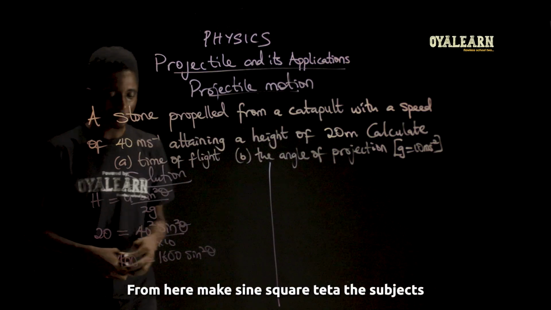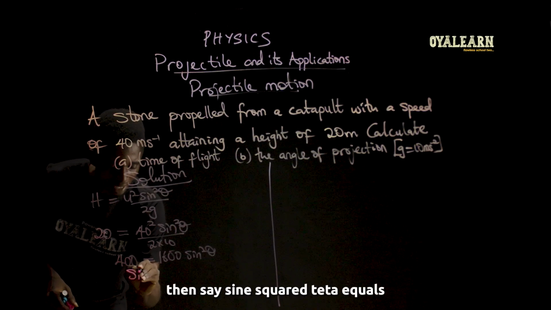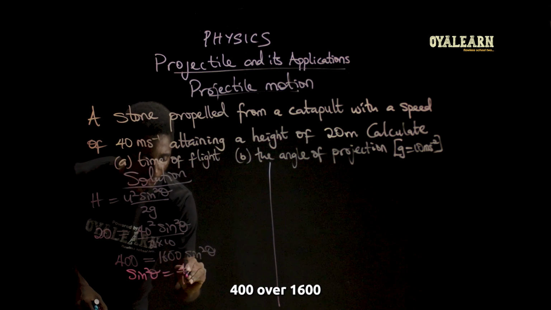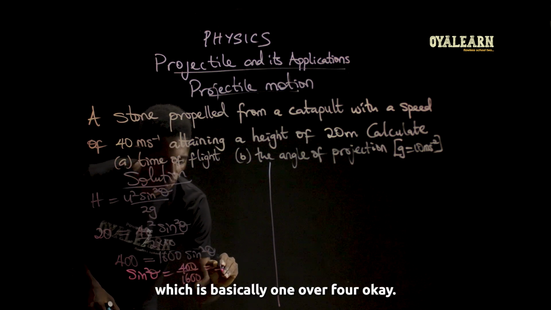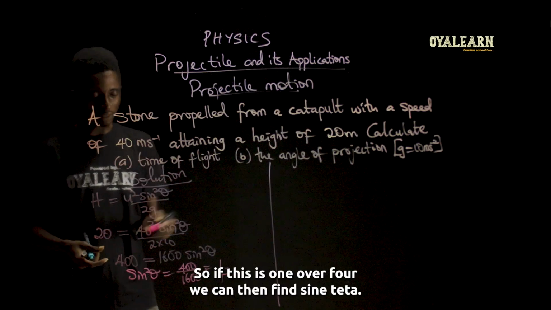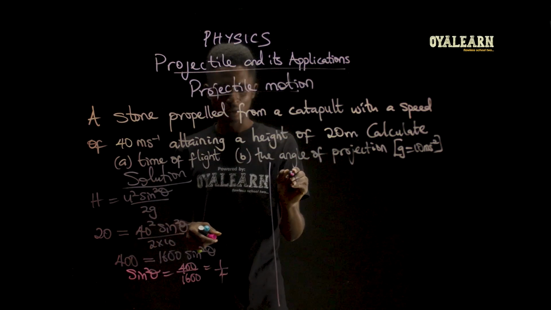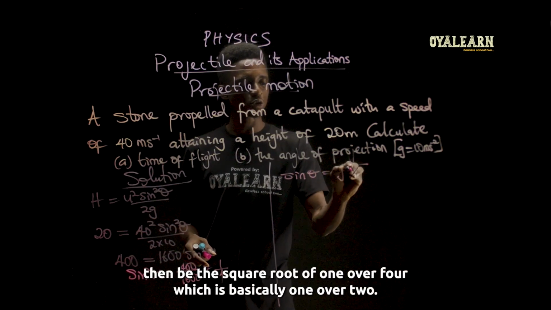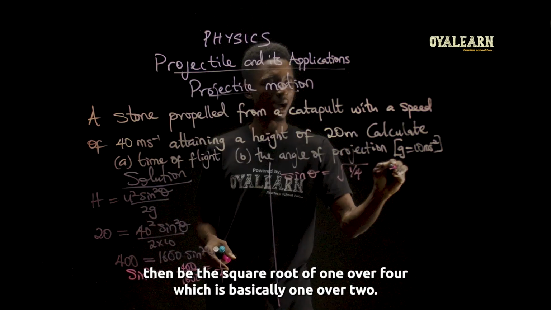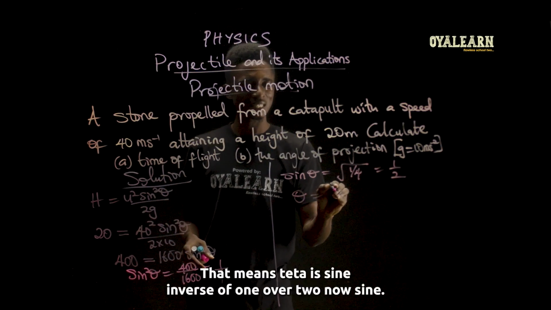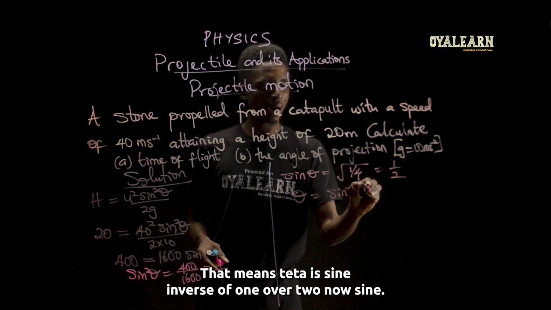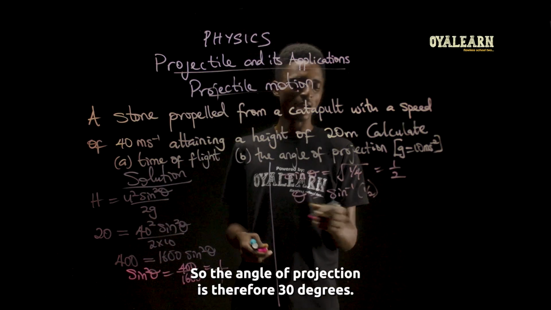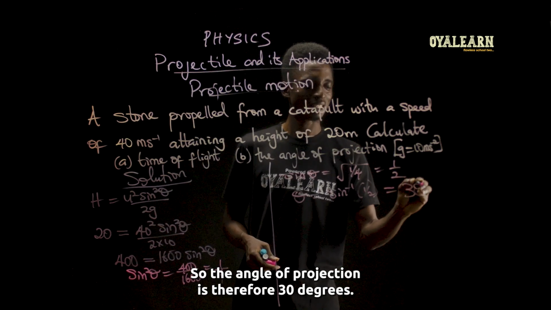Okay? From here, make sine squared theta the subject. We then say sine squared theta equals 400 over 1,600, which is basically 1 over 4. Okay? So, if this is 1 over 4, we can then find sine theta. So, sine theta would then be the square root of 1 over 4, which is basically 1 over 2. That means theta is sine inverse of 1 over 2. Now, sine what will give you 1 over 2? That is sine 30. So, the angle of projection is therefore 30 degrees.